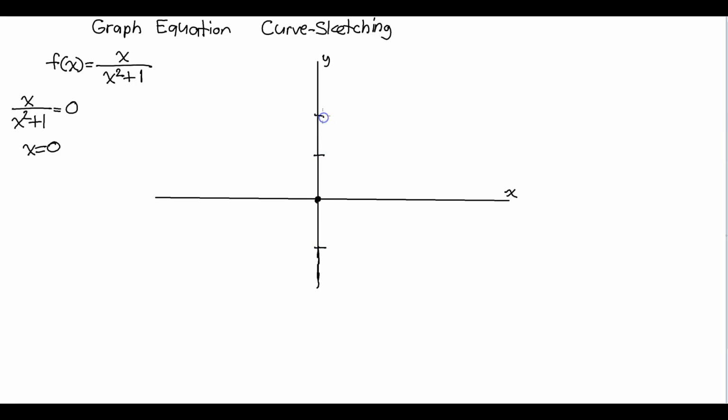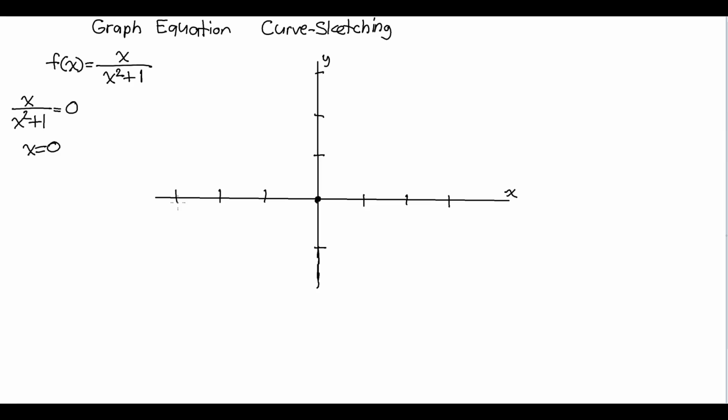So I'm going to make some preliminary markings. 1, 2, 3, negative 1, 2, 3. Okay, good enough.